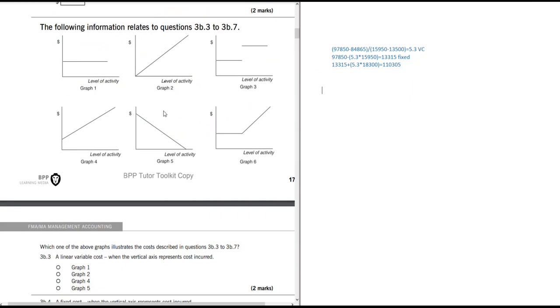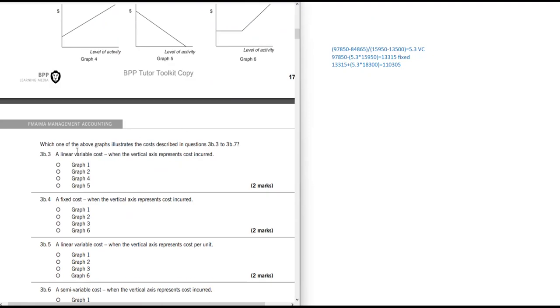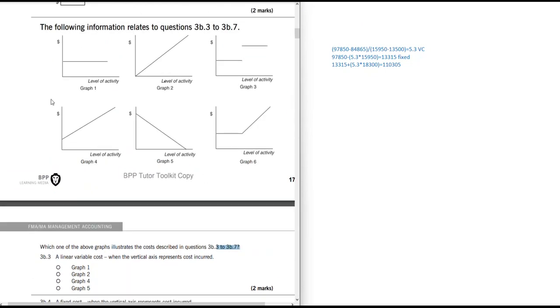Okay, so we have some graphs, and then there are some questions relating to these graphs, 3.3 to 3.7. So which of the above graphs illustrates cost described in questions 3.3 to 3.7? A linear variable cost when vertical axis represents cost incurred, which simply means if we put costs on vertical axis and units on horizontal axis, which usually is the case. So linear variable cost. Remember, we have a cost that has a straight line, but remember it starts from the bottom. This is very similar to this one, but this is a semi-variable cost. So linear variable cost is graph number 2.